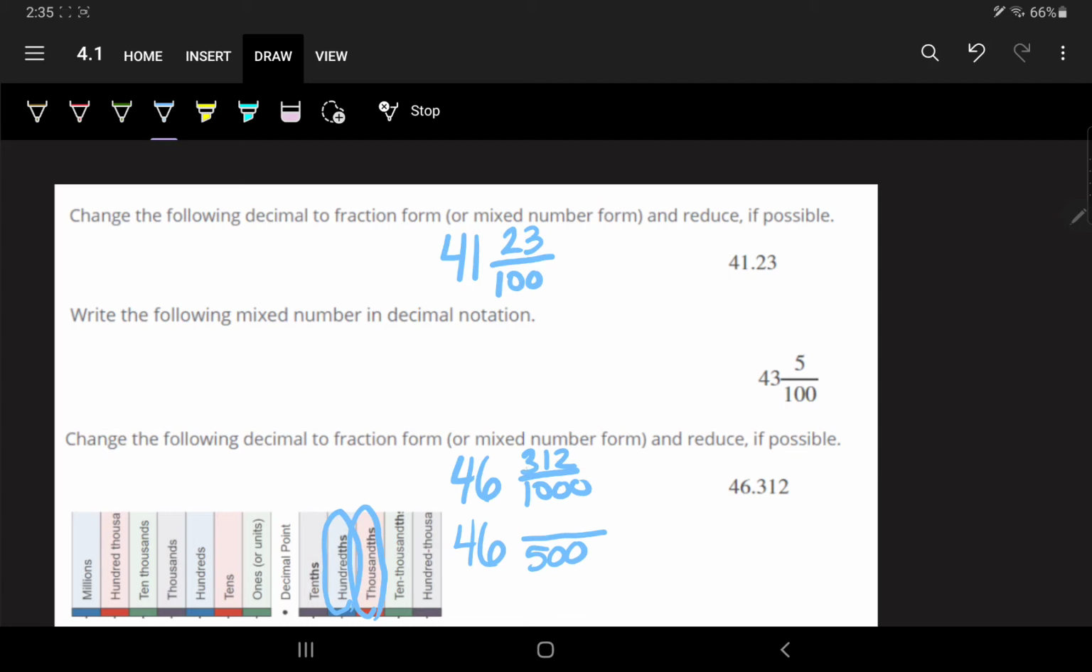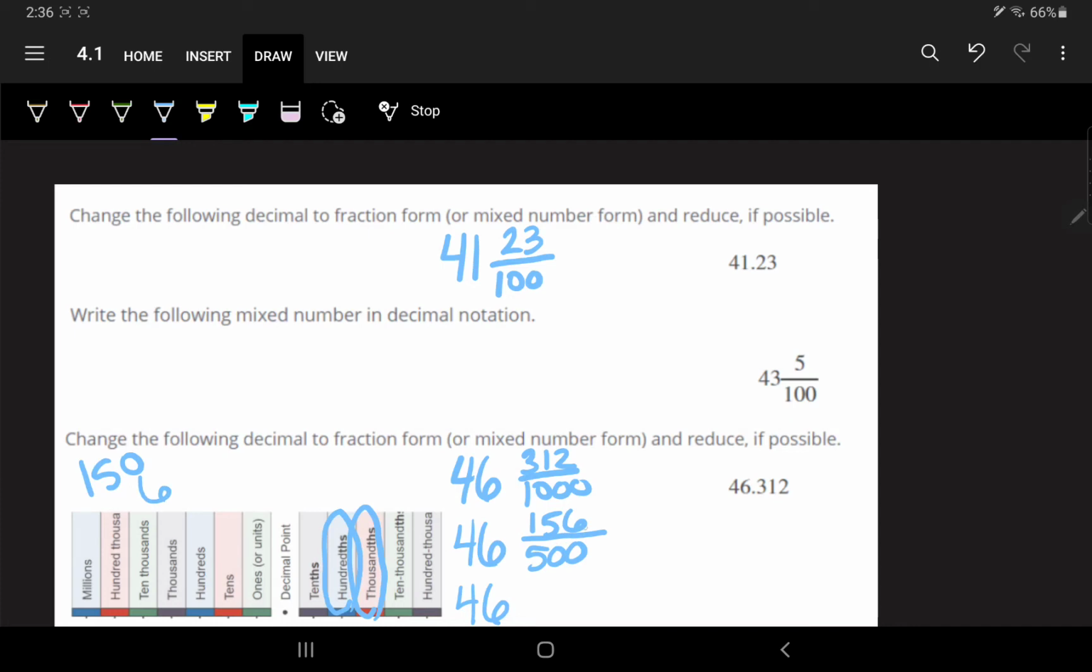And 312 divided by 2. A little mental math here. I think of 300. If I have the 300, half of 300, if I divide that by 2, that's a 150. And half of 12 is 6. This is going to reduce to 156 over 500. But guess what? Those are both even numbers. That will reduce again. I'm going to reduce again.